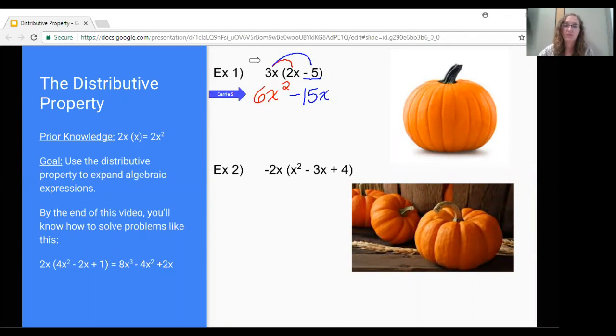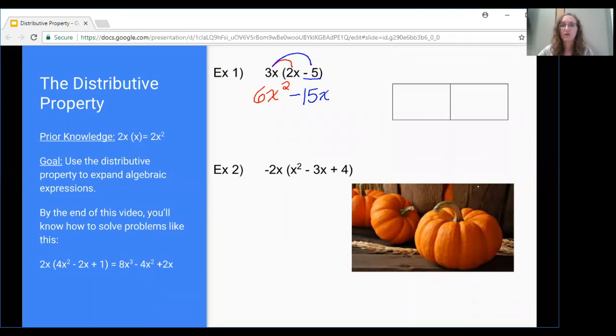And it's also possible that they might ask you to take something like we got here for our final answer and factor it to get it back the other direction. So the direction we just went was multiplying. We'll take a look at factoring in another video. For some of you, that works out fine and that makes good sense.